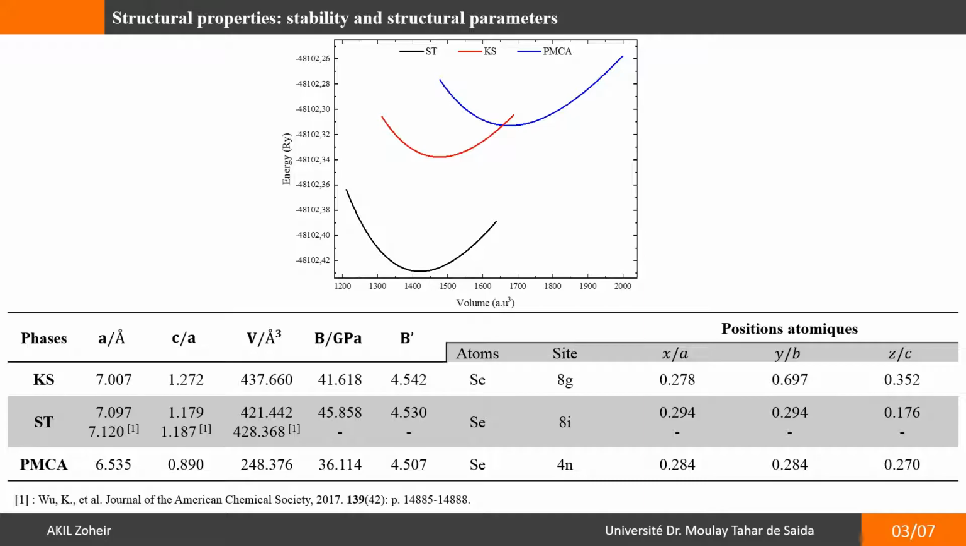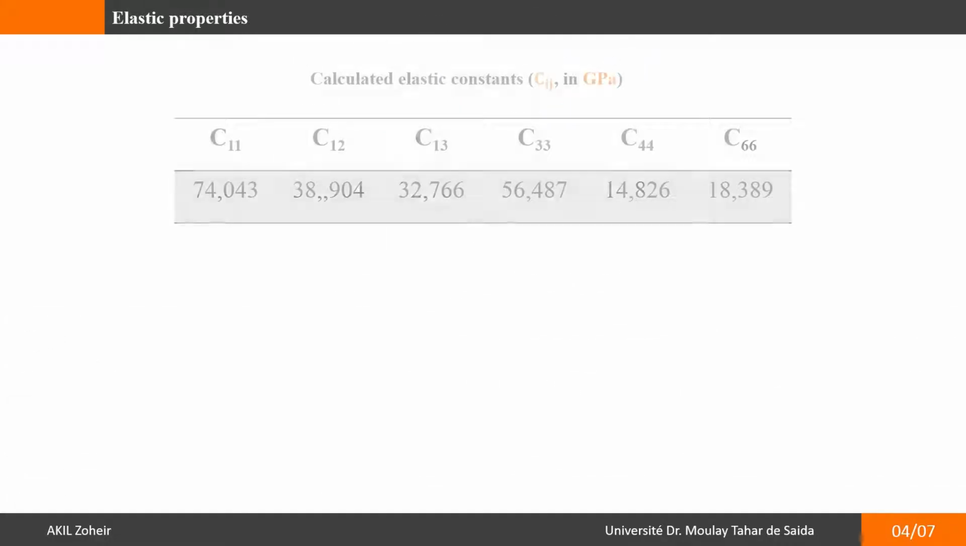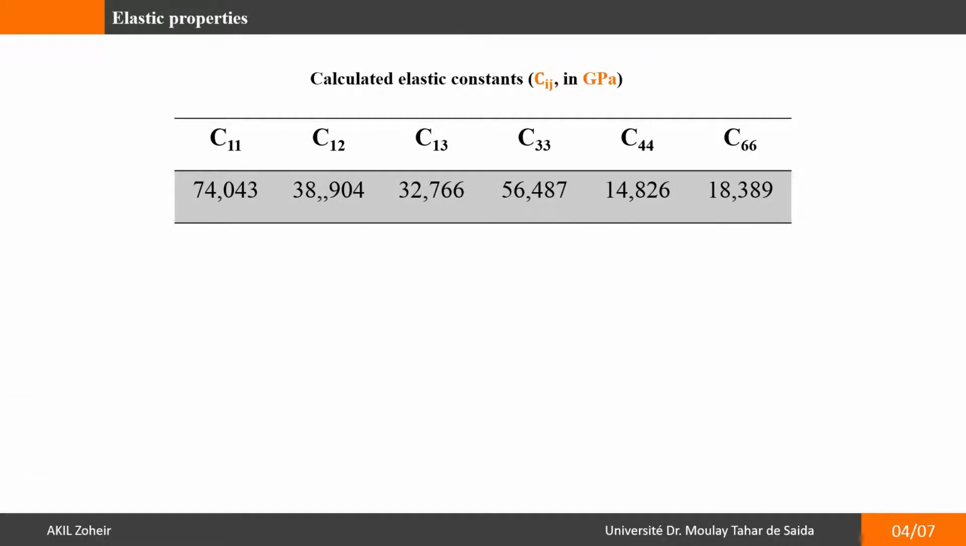Since the stannite phase is the most stable, we wanted to study the other properties, elastic, electronic, and optical, in this structure only. Elastic properties. In the stannite phase and for the tetragonal structure, the number of constants Cij is reduced to 6 independent components. The results obtained show that all the constants Cij are positive and satisfy the generalized criteria of mechanical stability. Therefore, our compound is mechanically stable.